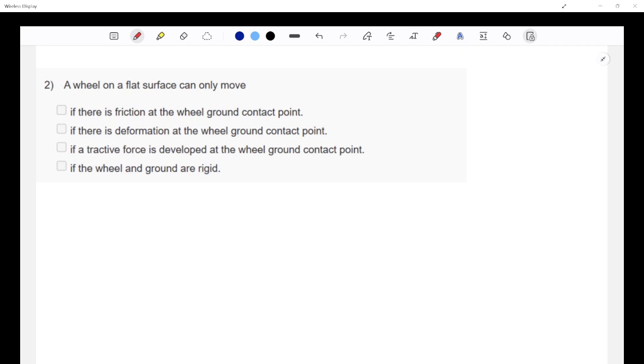Let's move to the second question. A wheel on a flat surface can only move if there is friction at the wheel ground contact point, if there is deformation at the wheel ground contact point, if attractive force is developed at the wheel ground contact point, if the wheel and ground are rigid. Okay, so this question is basically testing your physical understanding of the motion generation and not just kinematics.